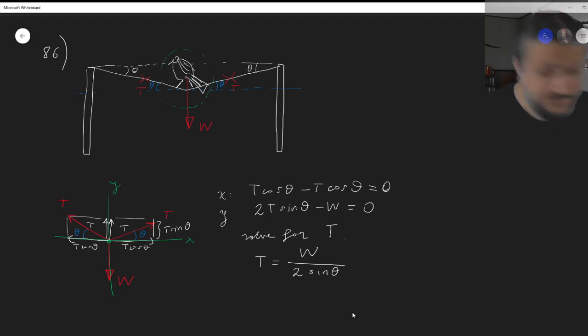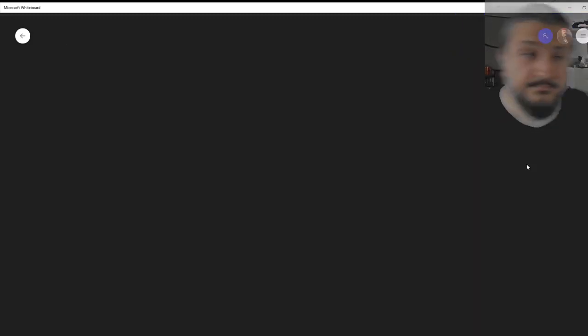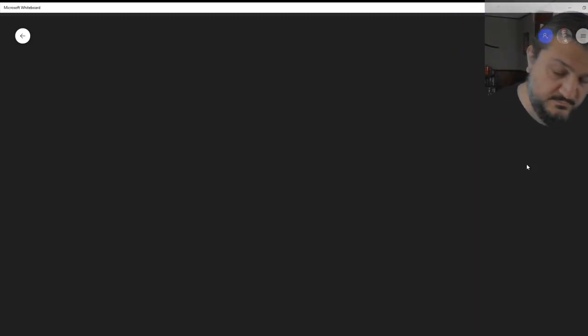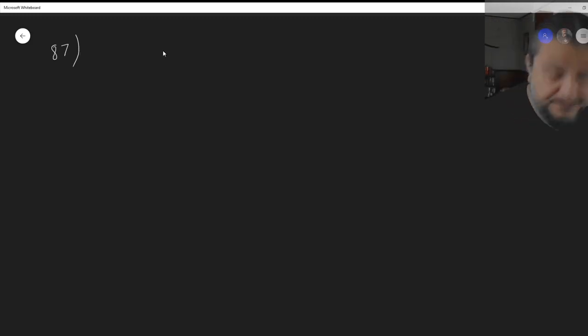Let's do 87. Okay, there's a picture again. A 2-kilogram ball tied to a string fixed to the ceiling is pulled to one side by a force F.